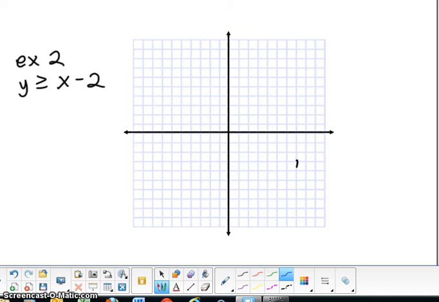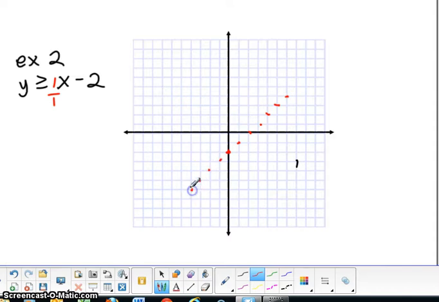This time I want you to push pause. It's very similar to the last one. Okay, so let's go ahead and check your work. You should go to the -2, plot a point, and then the slope is 1 over 1. So I'm going to go up 1 over 1 in both directions, putting as many as I can just to get a good line.